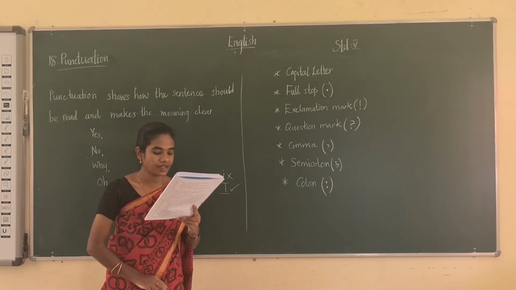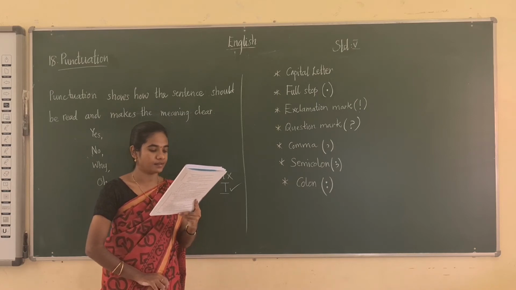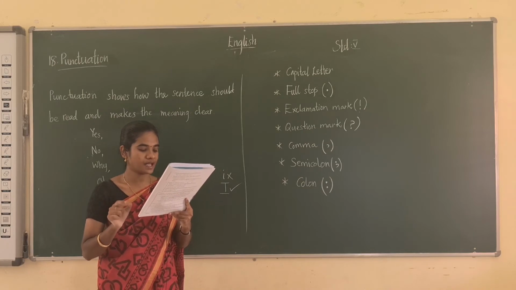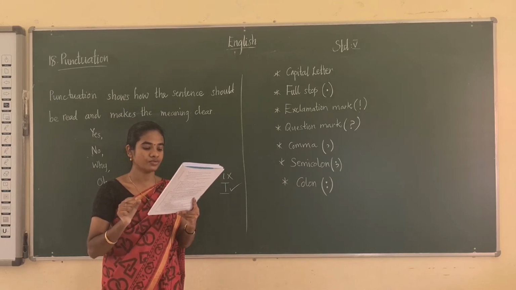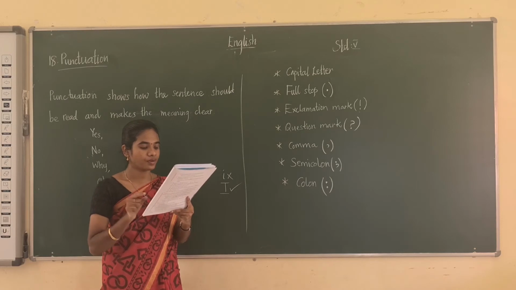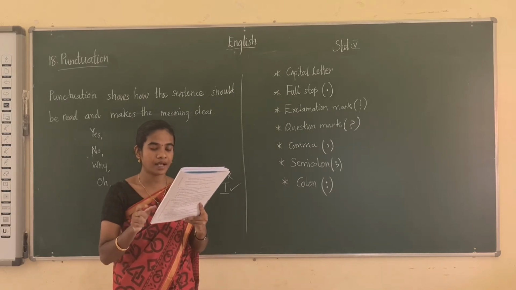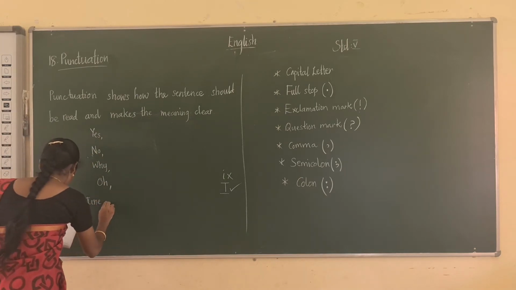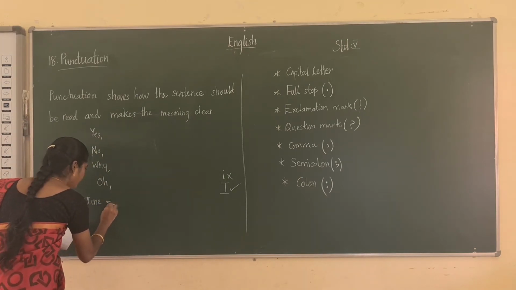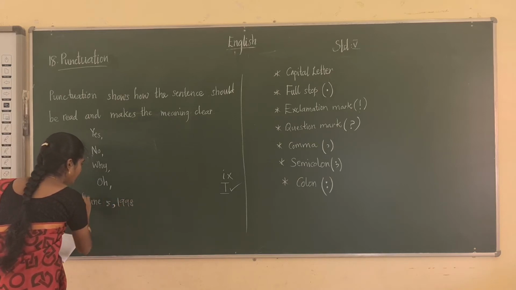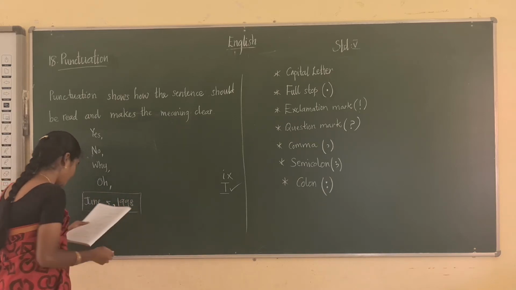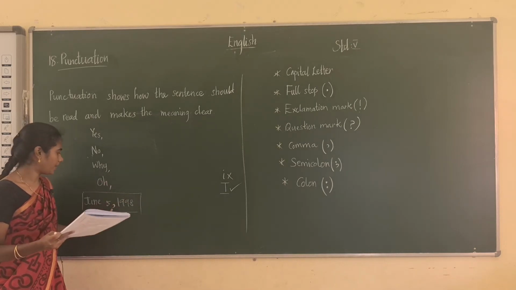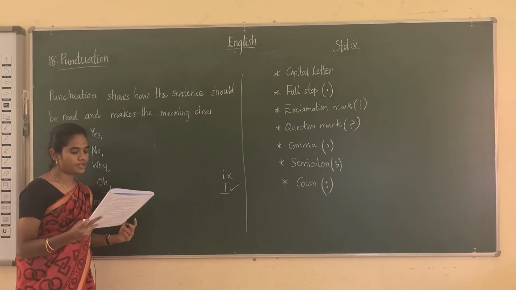See the next one, between the day of a month and the year. For example, Poonam was born on June 5, 1998. So between the day and month and the year. June 5, after that you have to put a comma, 1998, like this only you have to write. So between the day of a month and the year, in between you have to put a comma.